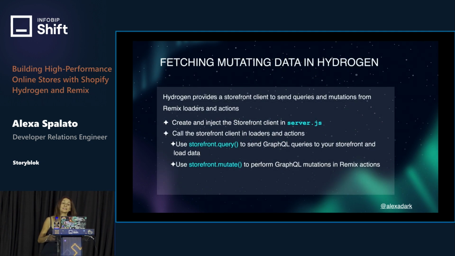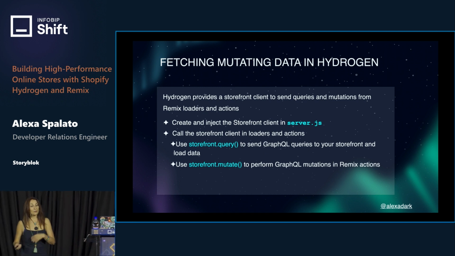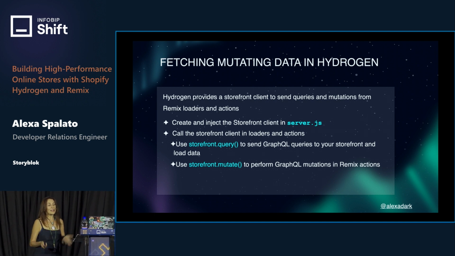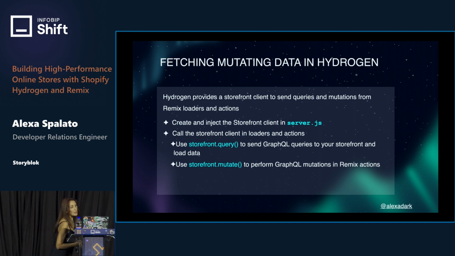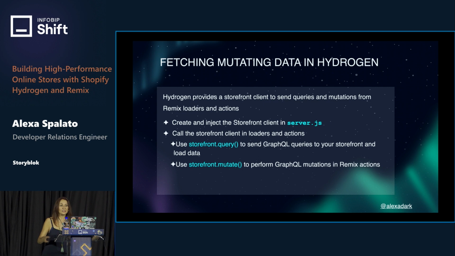So now let's see how we can fetch and mutate data in Hydrogen. Hydrogen provides a storefront client to send queries and mutations from Remix loaders and actions. Remix loaders are functions that get the data from the server, and Remix actions create mutations on the server. So first we need to create and inject the storefront client in server.js.